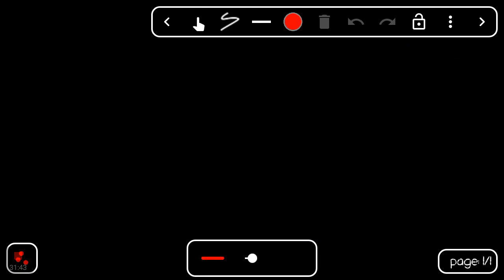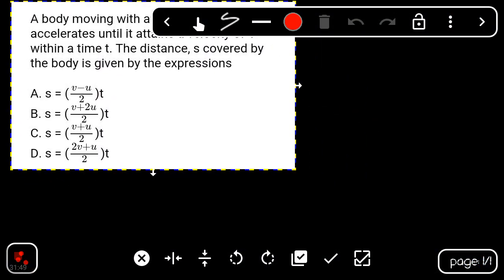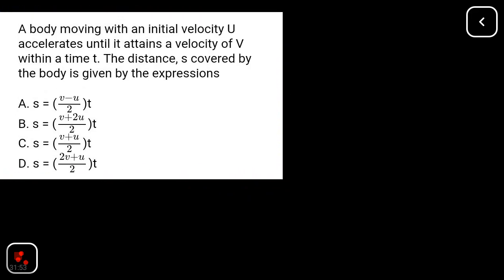Very simple and clear. Now let's go to the next one. Let's say this is a bonus question. A body with an initial velocity u accelerates to attain a velocity v, that's the final velocity, within a time t. So the distance covered by this body is expressed as what?